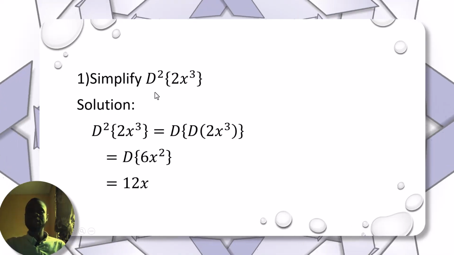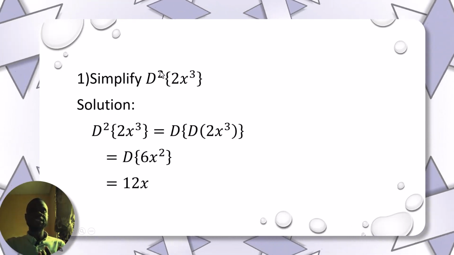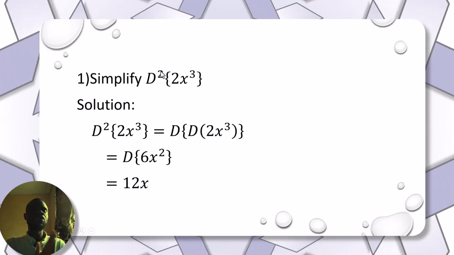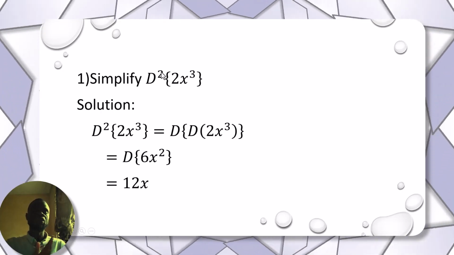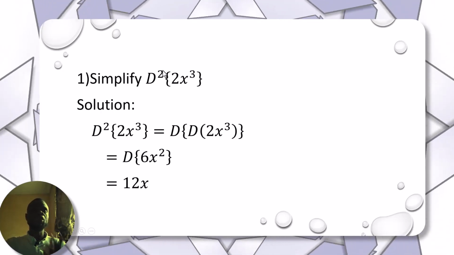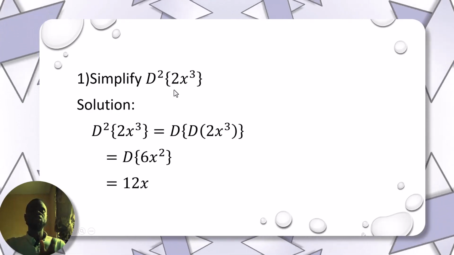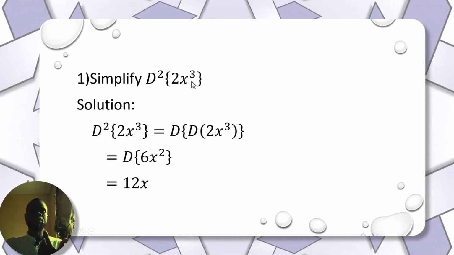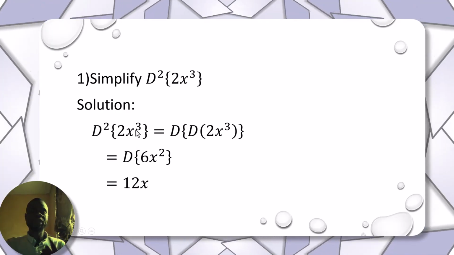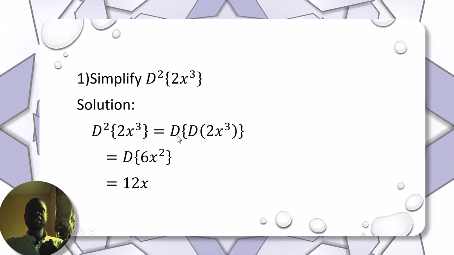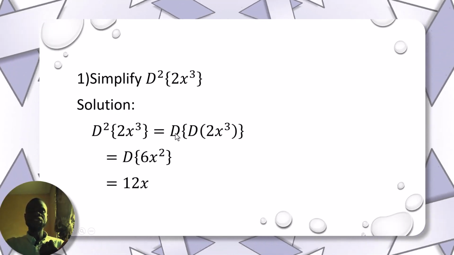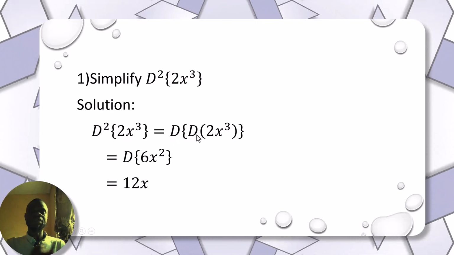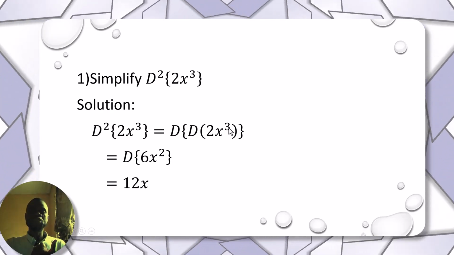Then I have another example to simplify d square. Now this square is telling you that this is second order differentiation. So you have to differentiate this with respect to s twice, right? The first thing is, I rewrite it, so I have 2s cubed. Then I can decide to simplify it like this: one d outside, then inside the bracket I have another d. So I will differentiate this with respect to s.